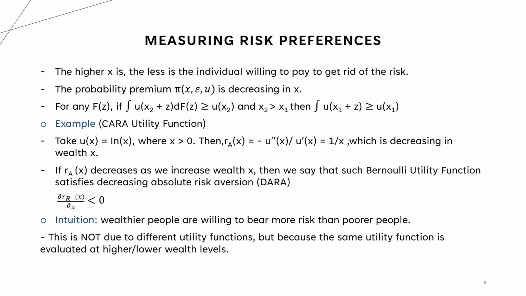In this slide, we present an example using the CARA, which is the constant absolute risk aversion utility function. So this function assumes that a person's risk aversion stays constant no matter how much wealth they have. The example here uses the natural logarithm function to show how risk aversion remains constant, with the Arrow-Pratt coefficient decreasing as wealth increases. So this ties back to the idea that wealthier people may be more willing to take the risk.